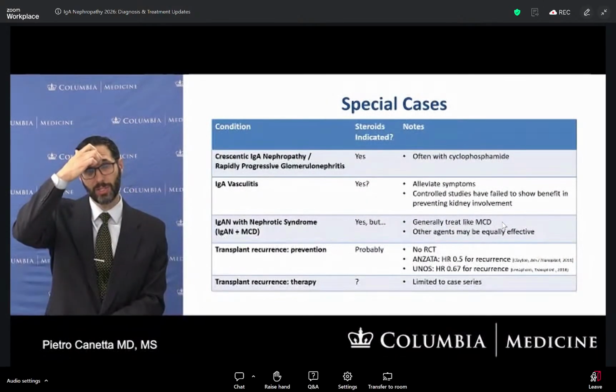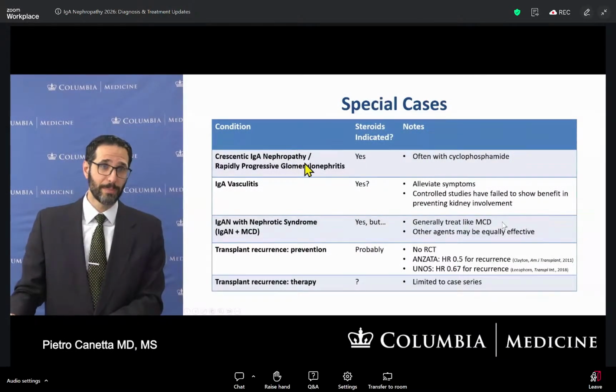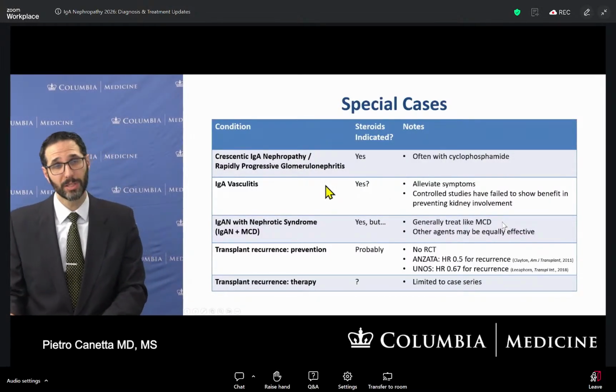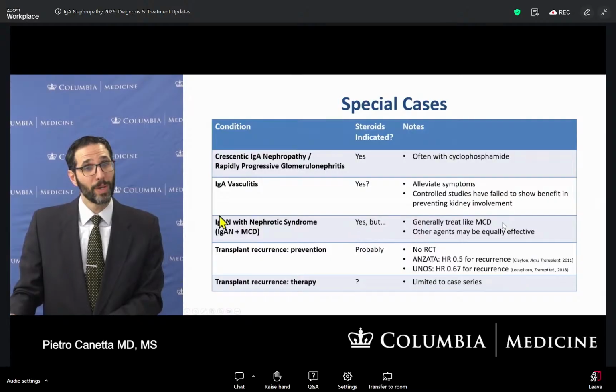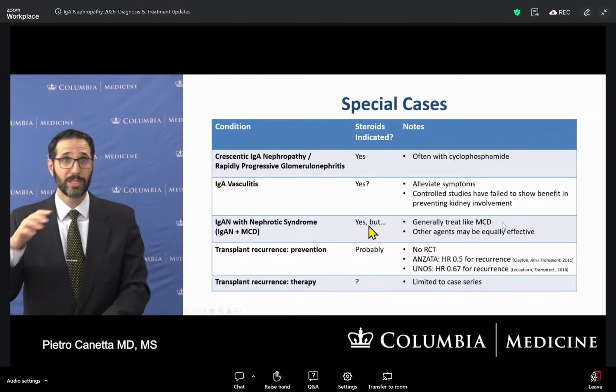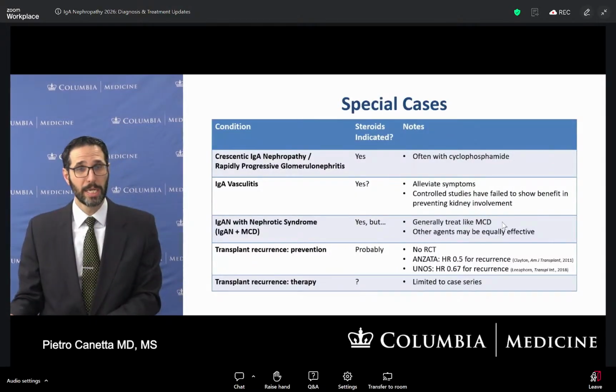There are some special cases where we do use steroids a lot more. So for example, in crescentic IgA nephropathy, we often use steroids, sometimes with cyclophosphamide. And IgA vasculitis, as you heard from Dr. Fernandez. With IgA nephropathy with nephrotic syndrome, yes, we use steroids, although I generally treat it like minimal change disease, where I use very little steroids. I use a lot of calcineurin inhibitors or rituximab or other agents.